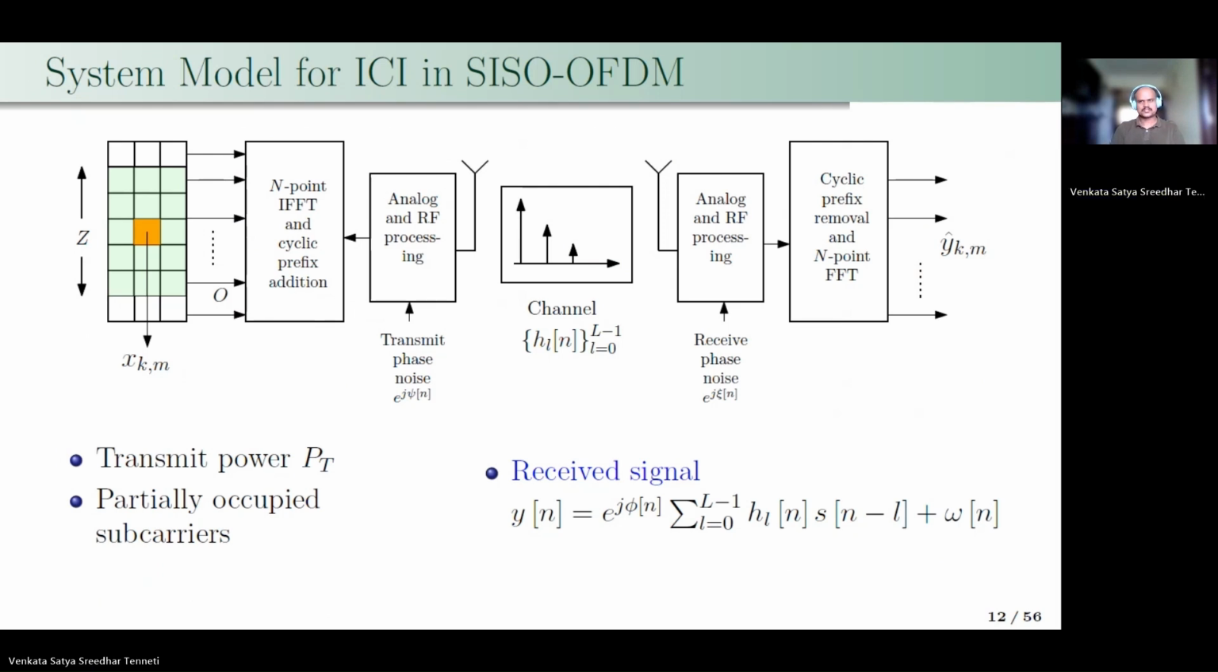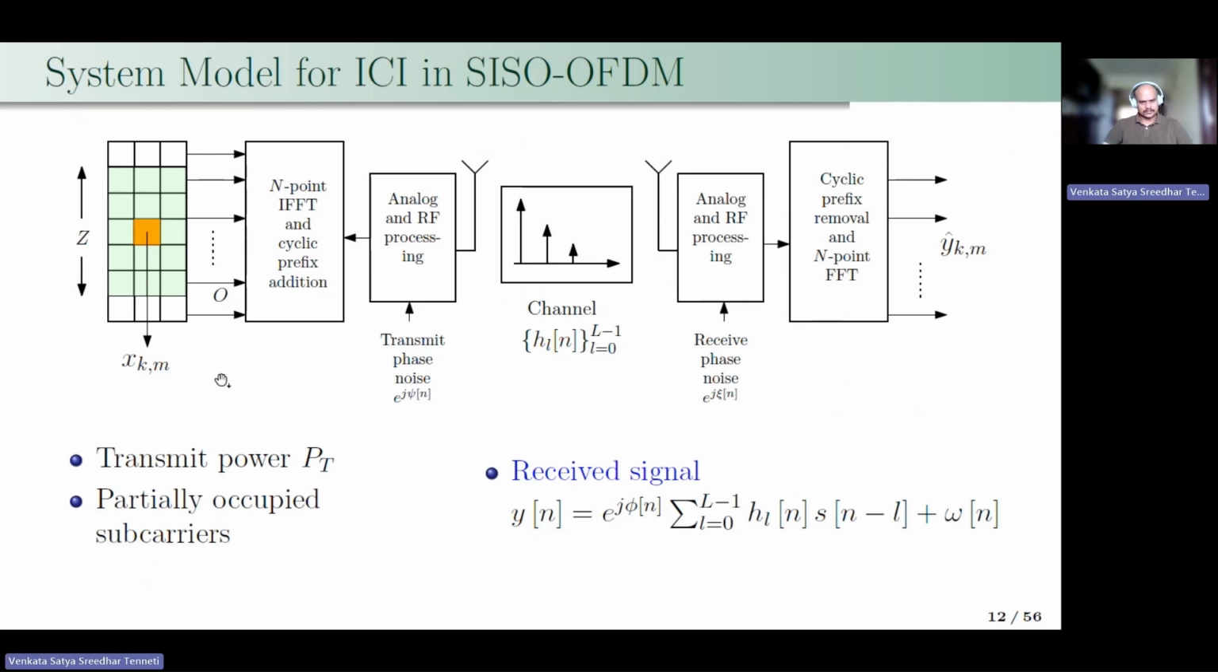Now we focus on SISO OFDM systems. We quantify the ICI power as well as INI power at each subcarrier for the users. We will also develop some insights into the dependence of ICI and INI on the system parameters. First, let us focus on ICI.